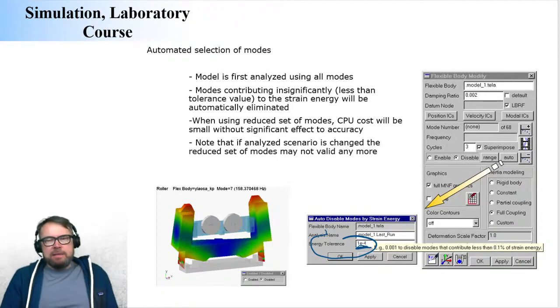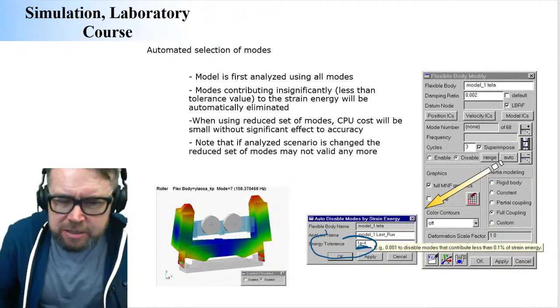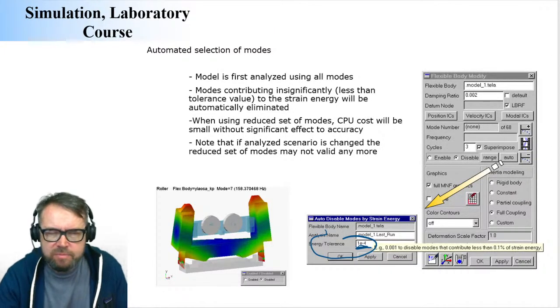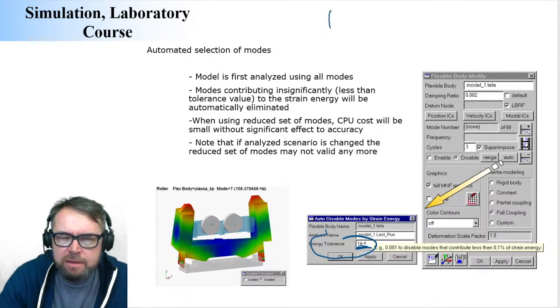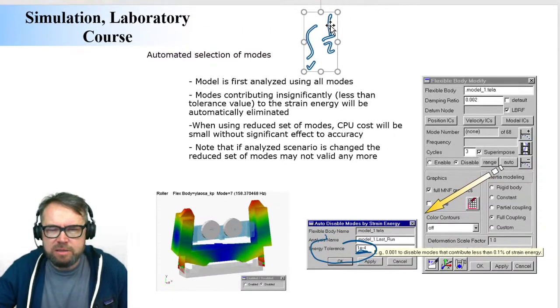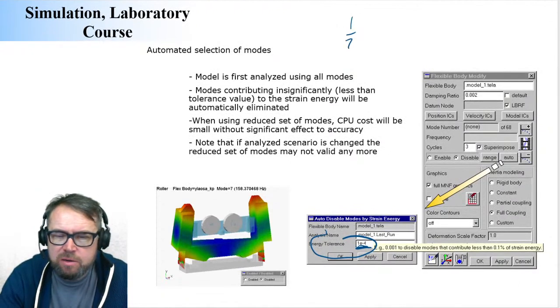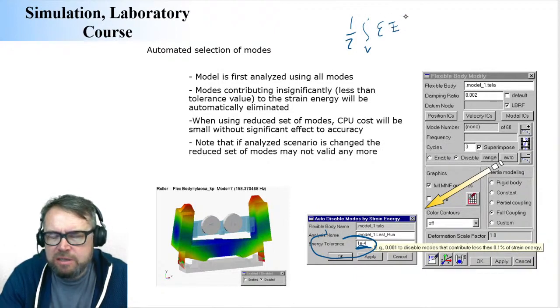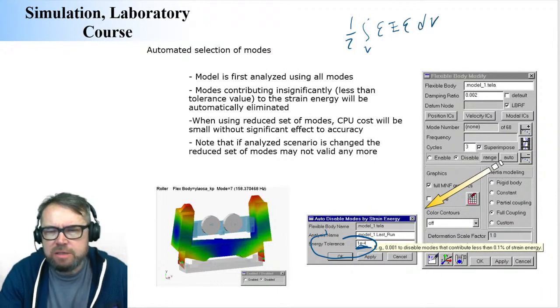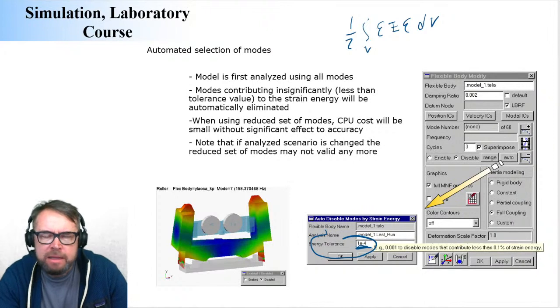Okay, so let me try to explain this another way. Let me rewrite this completely. The strain energy can be computed as an integral over the element. So it's the strain multiplied by elastic coefficients multiplied by strain, and that's it. That's how you can compute the strain energy.